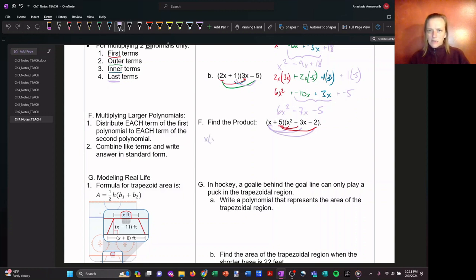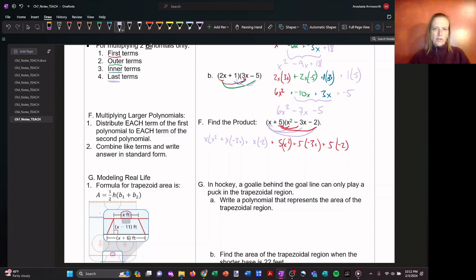I've got to think about x times x squared plus x times -3x plus x times -2. And then I'll switch to dealing with the 5 now. Plus 5x squared plus 5 times the -3x plus 5 times the -2. I jumped ahead of myself there. I should have kept that x squared separate. And eventually you won't need to show every single step along the way.